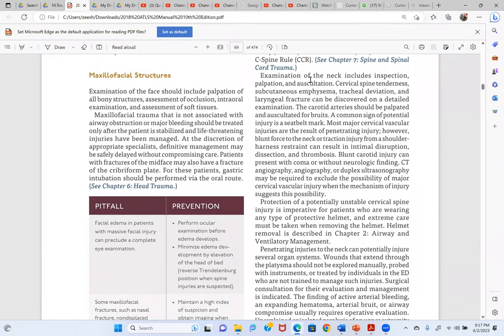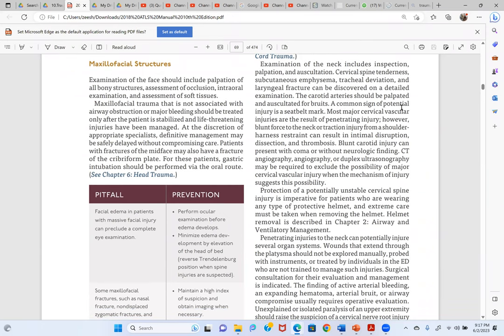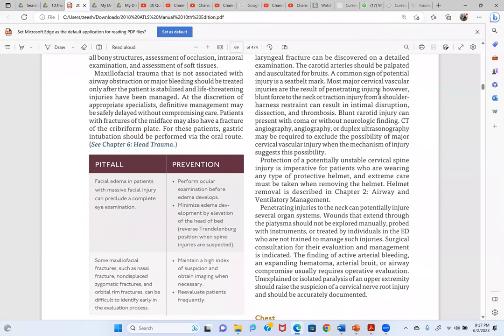Okay, inspection, palpation, auscultation. Cervical spine tenderness, subcutaneous emphysema, tracheal deviation, and laryngeal fractures can be discovered on a detailed examination. The carotid arteries should be palpated and auscultated for bruit. A common sign of potential injury is a seat belt mark. The most major cervical vascular injuries are the result of penetrating injury.